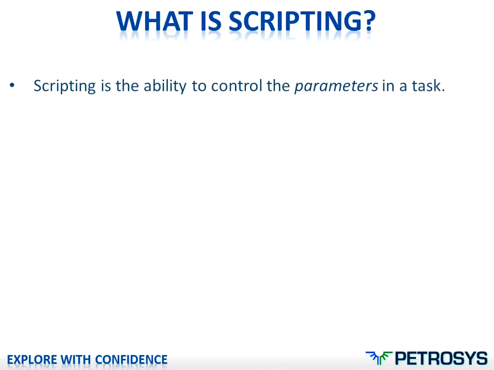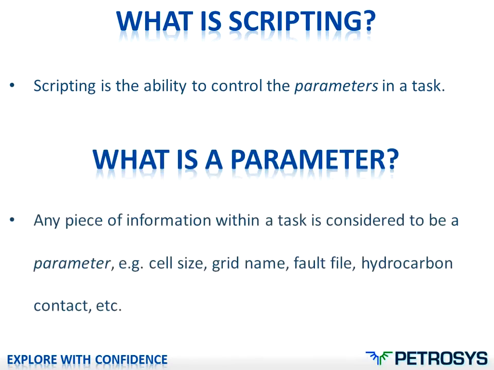This all falls under the umbrella of scripting in Petrosys, and scripting is the ability to control the parameters in a task. What is a parameter? Any piece of information within a task is considered to be a parameter. So for example, if I'm creating a grid, the cell size that I use, the output grid name that I define, the fault file that I use, etc. These are all parameters in my task.